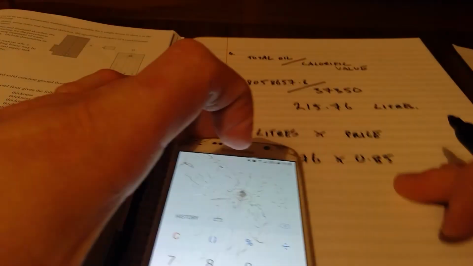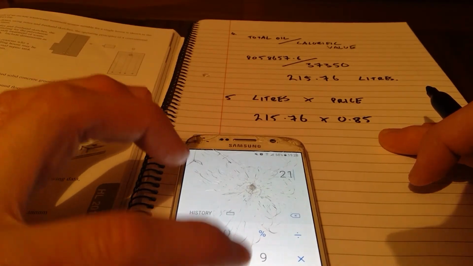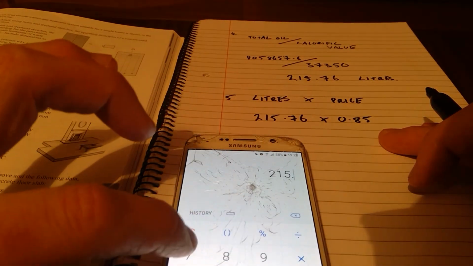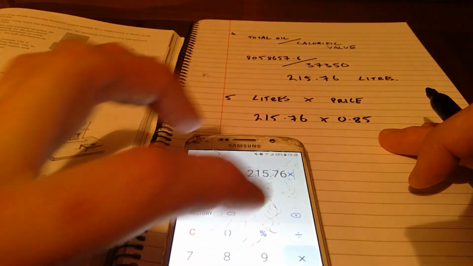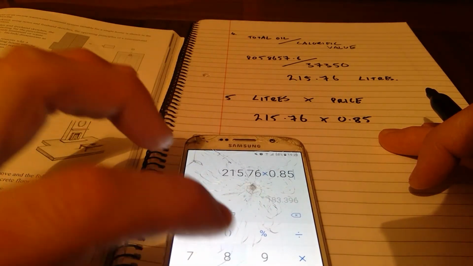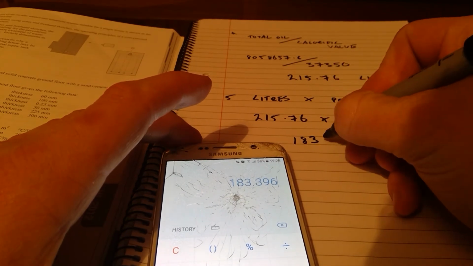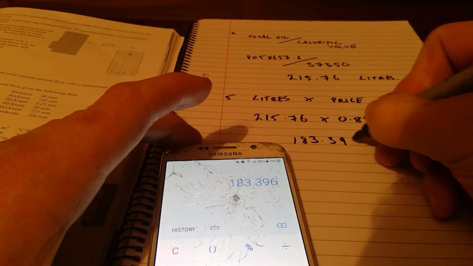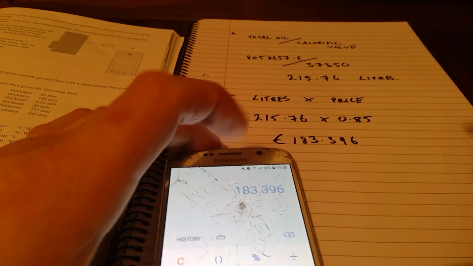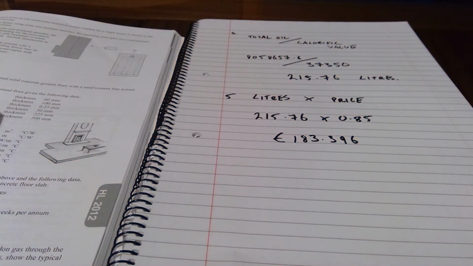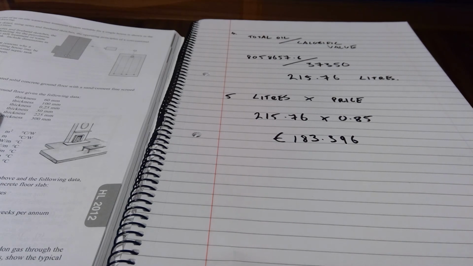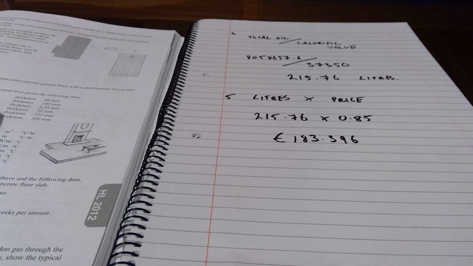We get our calculator. 215.76 multiplied by 0.85, and that gives us a total cost of 183.396 euros. Again, that's a higher cost than the last question, simply because it's an uninsulated floor and it's a bigger area as well. Okay, so as I said earlier, plenty of practice on those and they get easier as time goes on.